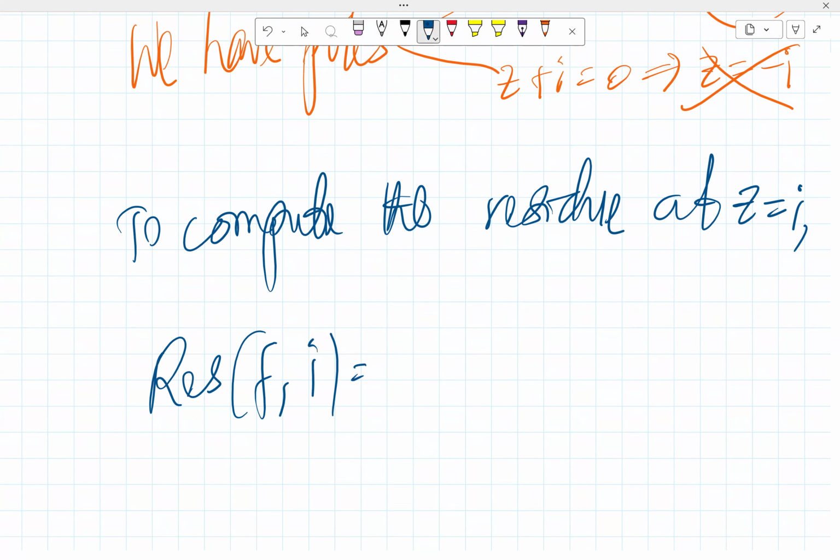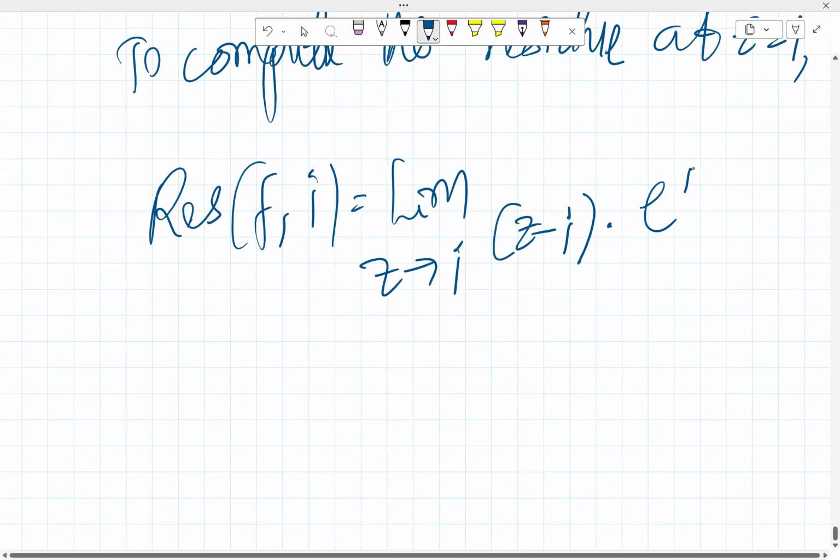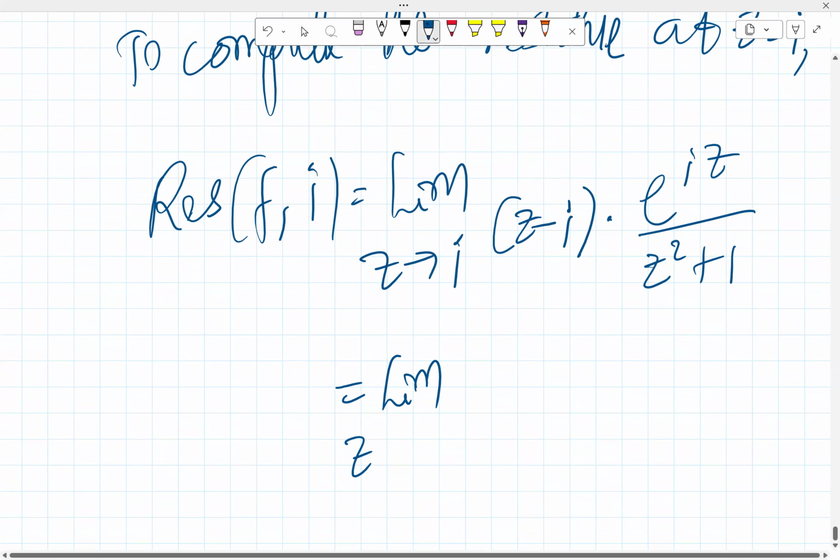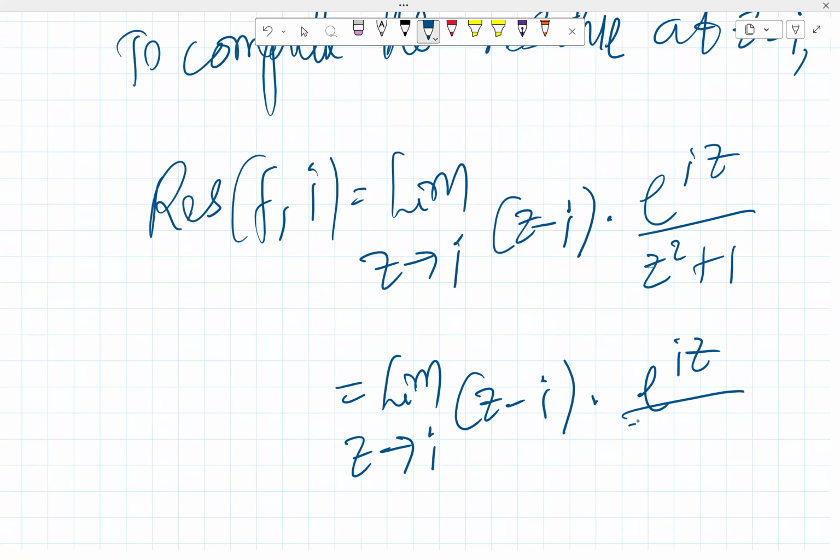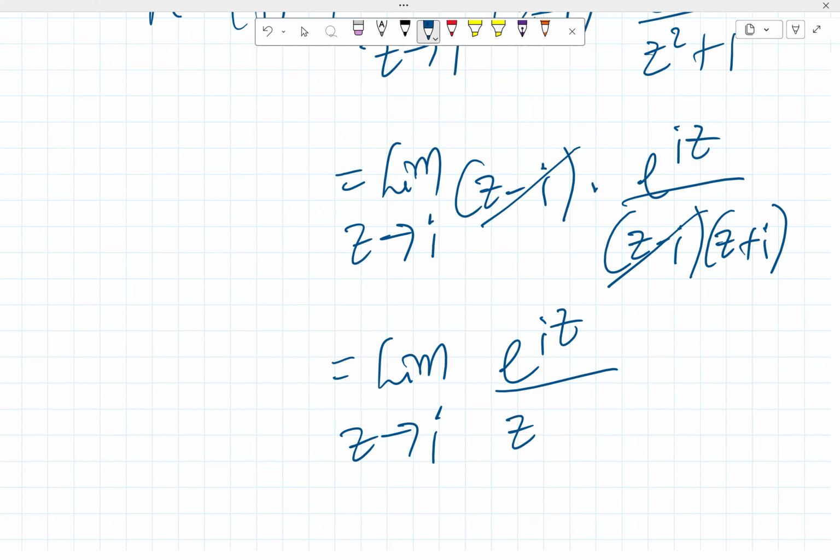For what gave us z equals i, that's z minus i. So we have the limit of z minus i multiplied by the original function, e raised power iz all over z squared plus 1. We know we have broken it down already, so that's the limit as z approaches i of z minus i multiplied by e raised power iz all over z minus i into z plus i. So z minus i cancels, and we have the limit as z approaches i of e raised power iz all over z plus i.